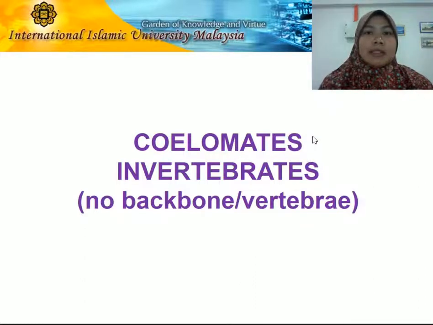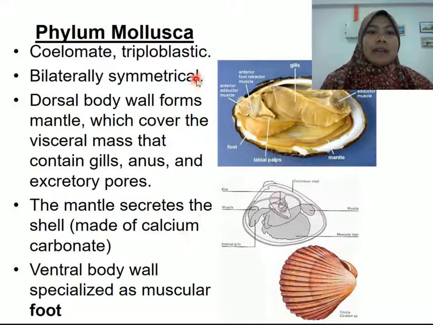Coelomate animals are those animals that have a true body cavity, where the body cavity is located within the mesoderm layer. Some of them are invertebrates and some of them are vertebrates. What we are going to discuss now is the coelomate invertebrates, meaning that they do not have a backbone or a structure that we call the vertebrae. The phylum that we are going to discuss first is the phylum Mollusca.